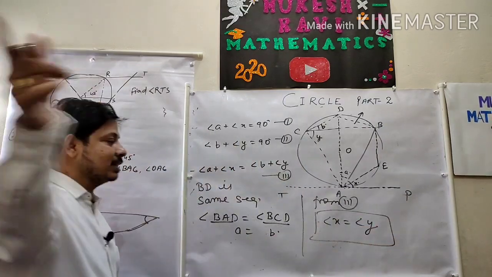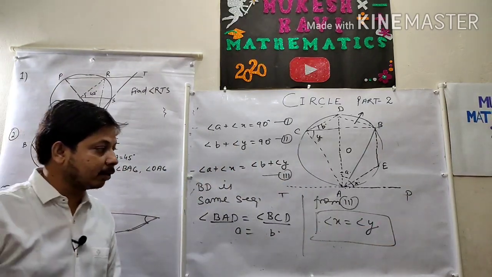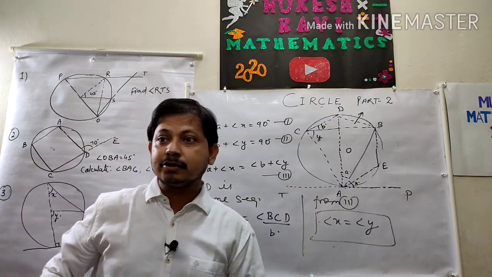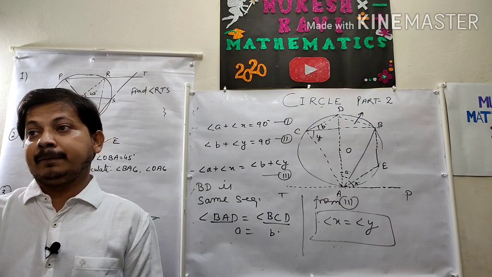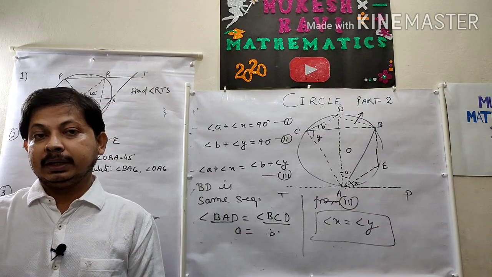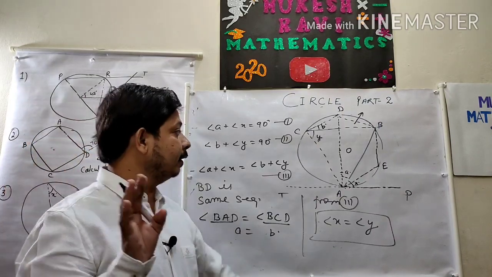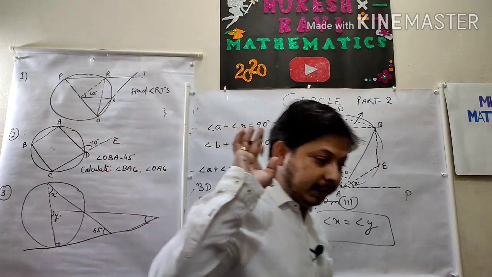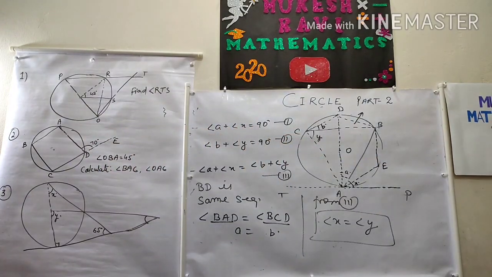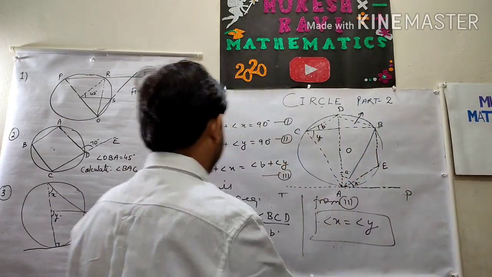Proof. This is your Nitin sir, Mukesh Ravi Mathematics 2020. Angle X is equal to angle Y. So by the same way we can prove it. This is the way we prove that alternate segments always provide equal angles. Okay, fine.